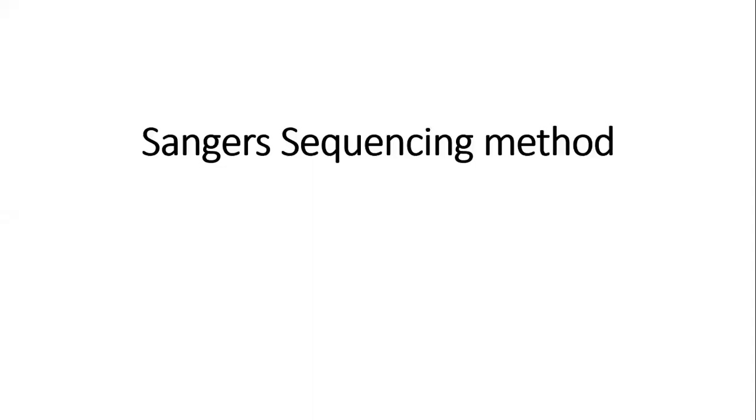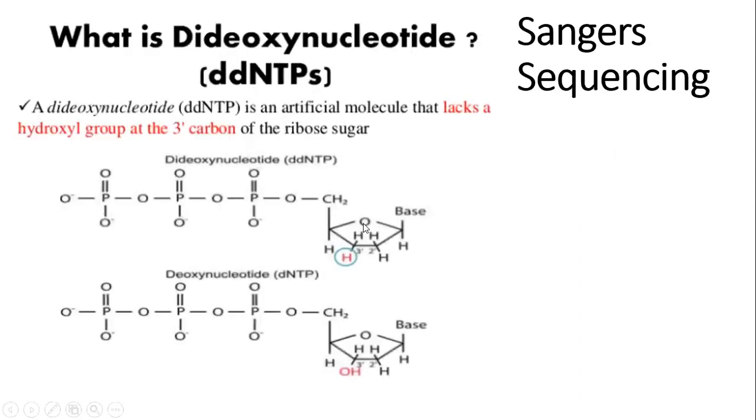Hello students. So we are going to discuss today about Sanger's sequencing method. The previous method that we have learned, that is Maxam and Gilbert sequencing method, is based on chemical degradation, wherein by use of chemicals you are basically degrading a specific base so that you are generating DNA fragments of varying lengths.